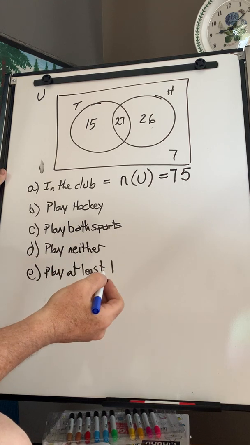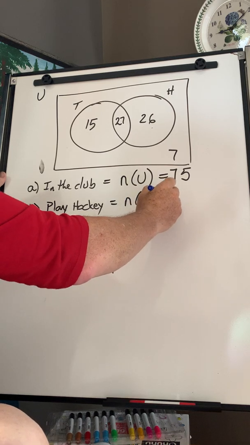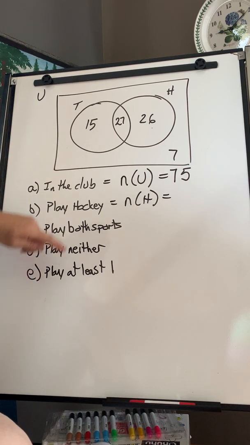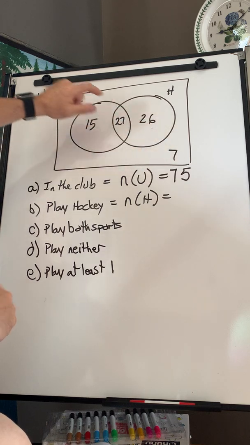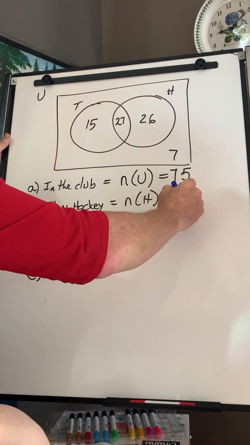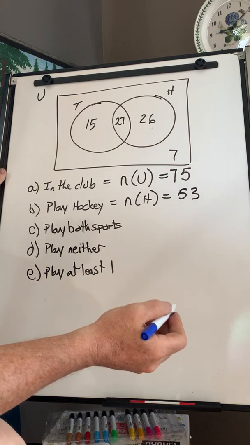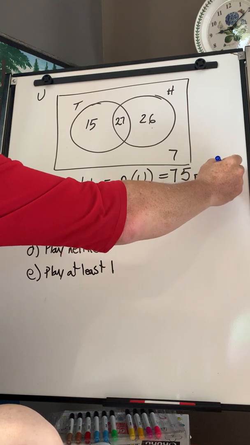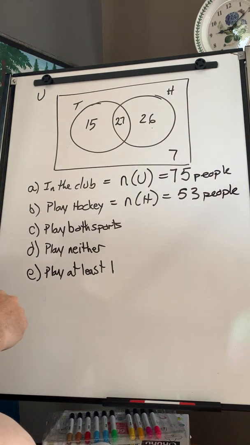The number of people who play hockey, so the number of people in H. You've got to be able to interpret what they're asking and how it relates to the diagram. Well, the number of people who play hockey is 27 plus 26, and I just said a second ago, that's 53. And because we're dealing with a word problem, all of a sudden units matter. So what are these elements? Well, they're people. People. So I don't just write the numbers, I have to write the units that go with it.